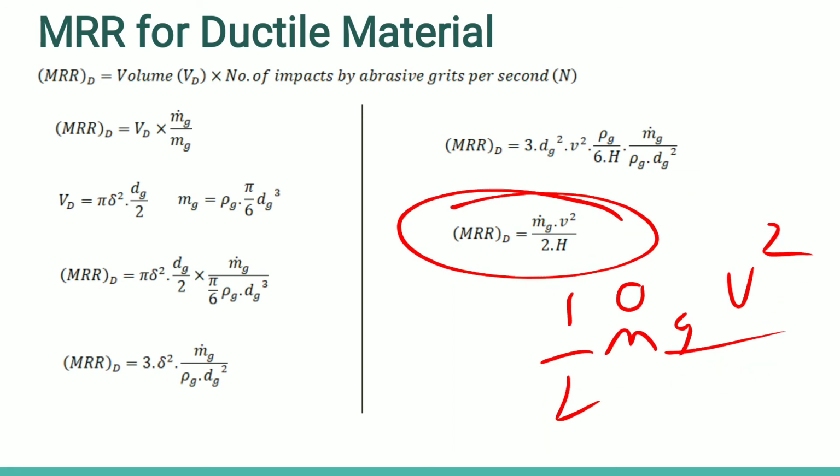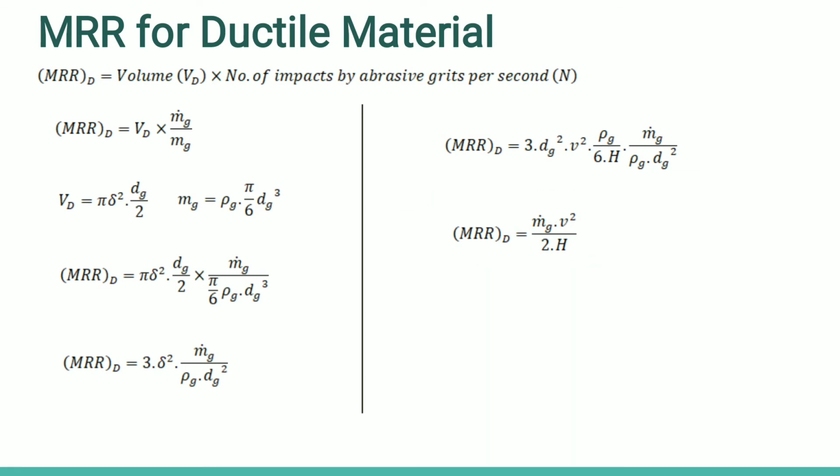Here m dot g is the abrasive grits per second, v is the velocity, and h is the hardness.